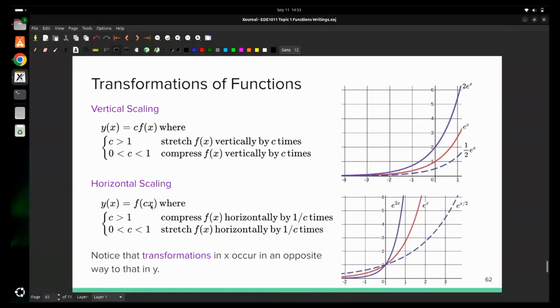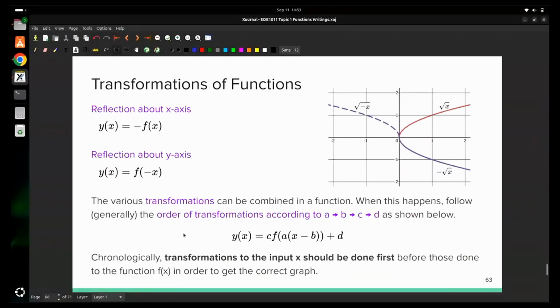So when you have smaller x, doesn't it represent the compression? So you're compressing your graph horizontally when your c is more than 1. Okay? So the opposite is true also for the stretching horizontally. Okay, then this is important. This is one of the most important transformations here.